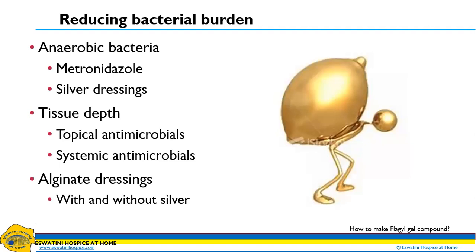So when we are reducing the bacterial bedding, normally we will also share what we normally use. We normally target anaerobic bacteria. Most of the wounds, normally we find that they have anaerobic bacteria, which responds well to metronidazole. So we use metronidazole liquid or crushed tablets to dress those wounds, and or silver dressings or silver impregnated dressings, Adaptic, calcium alginate, or any gels impregnated with silver. Silver acts as an antibiotic.